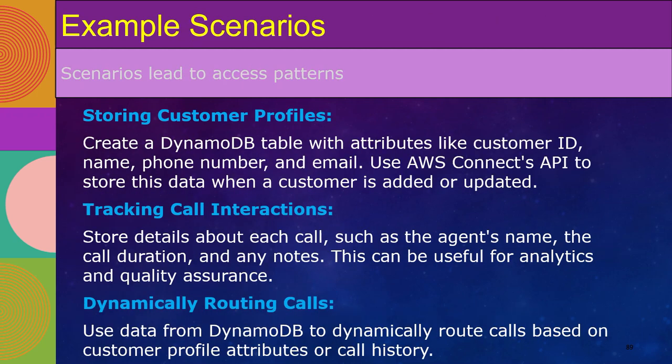Okay, so let's look at scenarios. Okay, scenarios. Storing customer profiles. When you create a DynamoDB table with attributes like customer ID, name, phone number, and email, we could use AWS Connect APIs to store the data when the customer is added or updated.